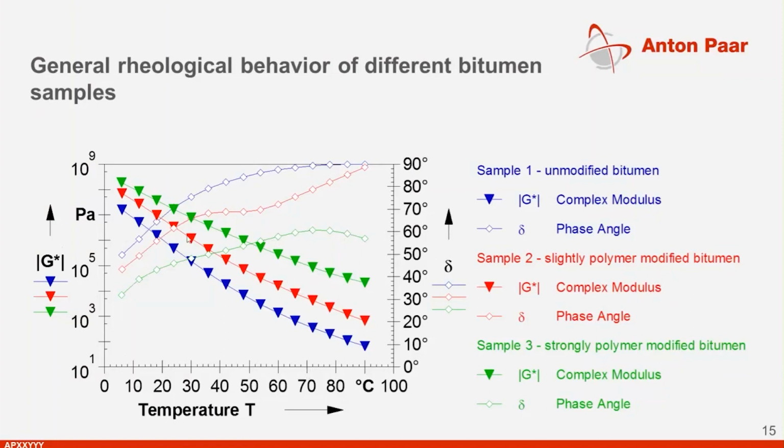The red curve is somewhere in between. The interesting thing here is that at the highest temperature, it is also becoming nearly ideal viscous, but we are having a plateau in the range from 30 to 60 degrees C in the phase angle, which means the viscoelastic behavior in this range is not changing that much.